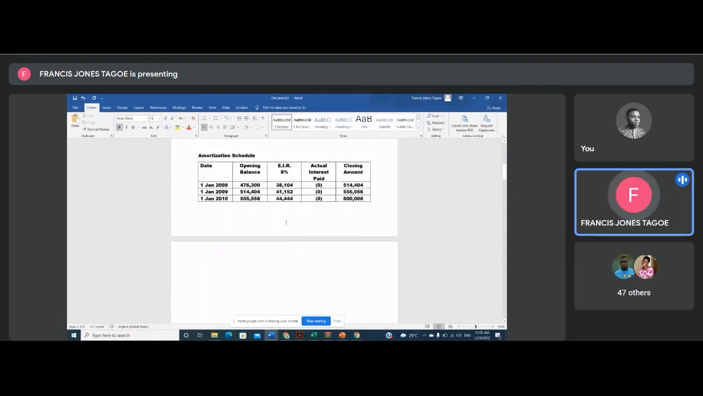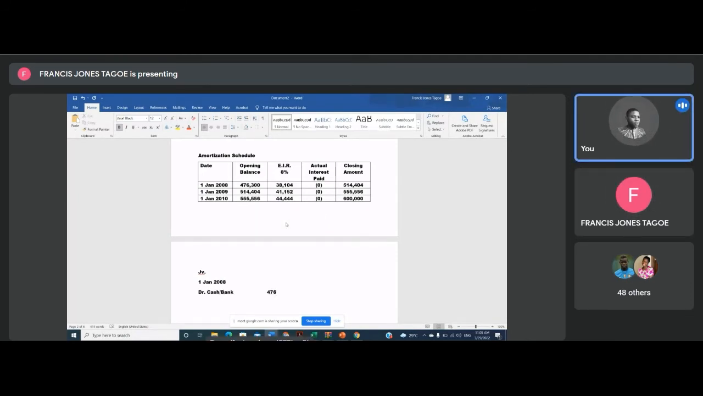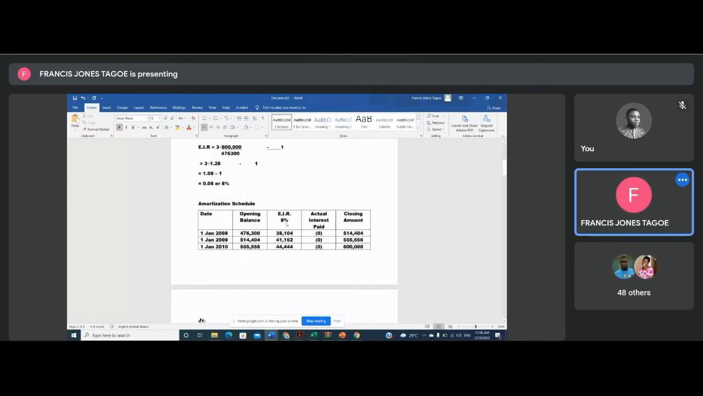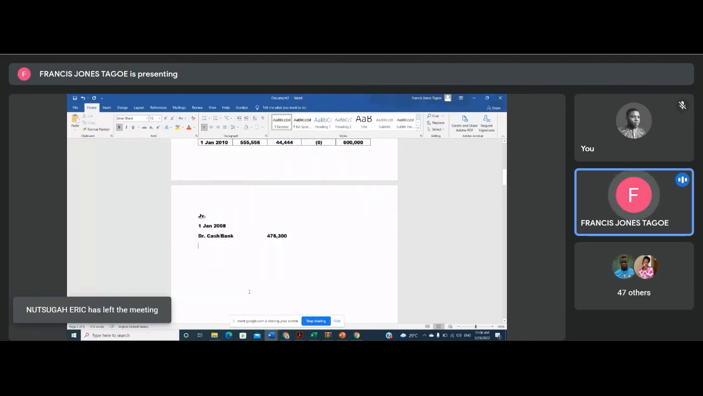And this is the schedule that should assist you to work out your JVs. What are your journal vouchers at your initial original 2008? You debit. What do we debit? It was our initial investment, a borrowed amount. So you debit cash, it is coming in. Please, sorry, I wanted to take you back. With the effective interest rate, in case it is a financial asset, is it the same way we are going to calculate? Yes. Okay. So, debit cash or bank and credit a liability, non-current liability, financial bond, 476,300. That's your initial borrowed entry.